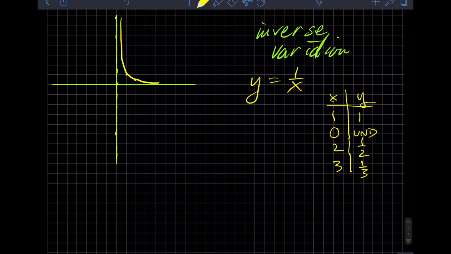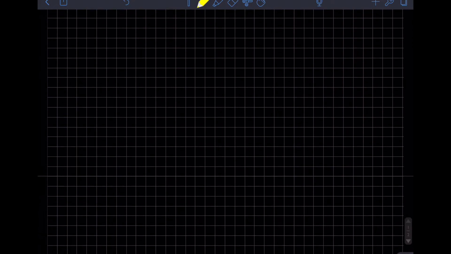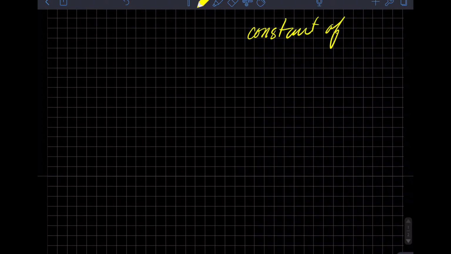Okay? As x increases, goes that way, y decreases, goes down. So as I go across this way, my y value goes down. It decreases. That's inverse variation, because they're inversely related. x goes up, y does the opposite. It goes down in value. So that's inverse variation. And we can have various combinations of such, and oftentimes there's going to be a constant of variation.